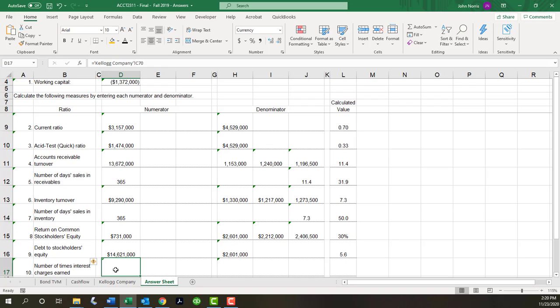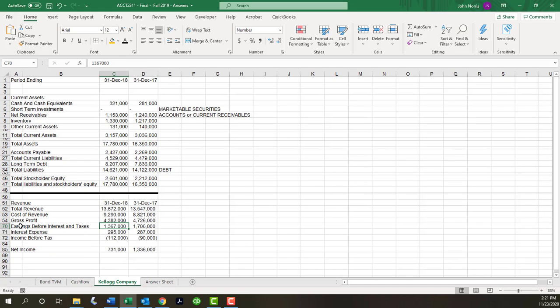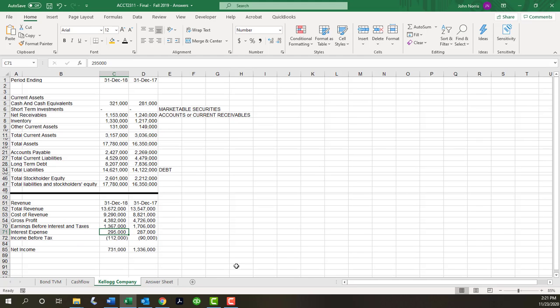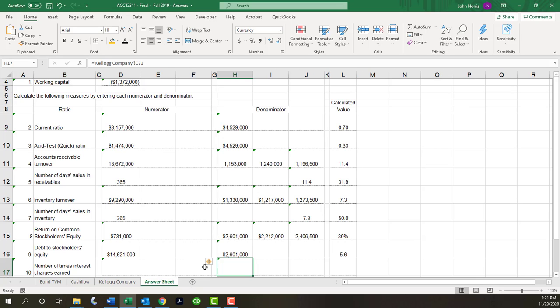And then the last one is number of times interest charges earned. We have earnings before interest and taxes from the summary income statement. And we have total interest expense as the denominator. And so they have earned enough income in order to pay their interest 4.6 times over. All right, and those are the 3 questions that make up the final exam.